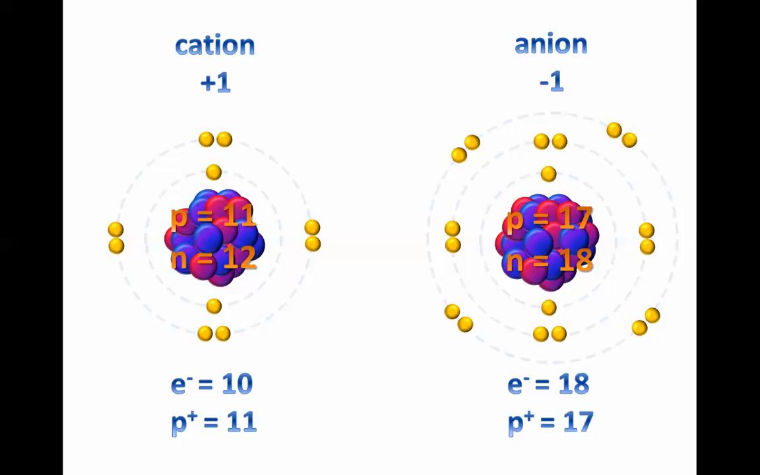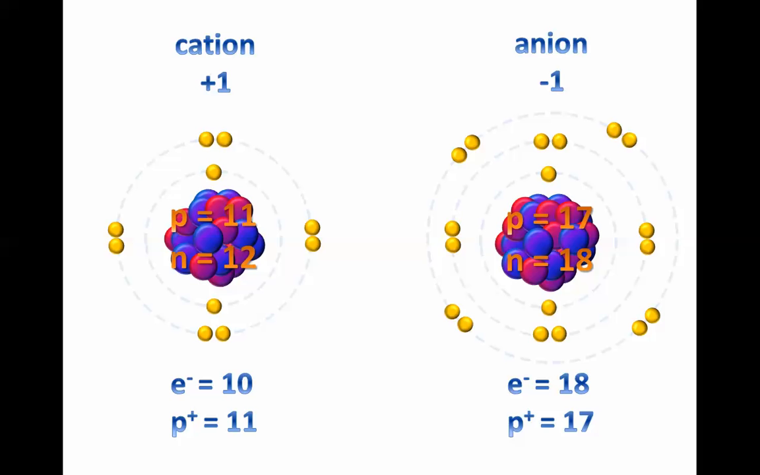If we go and look at the chloride ion now, we see, well, it still has 17 protons, but now has 18 electrons. 17 pluses, 18 minuses. That gives me a net charge of -1, and I am called an anion. Negatively charged ions are called anions.